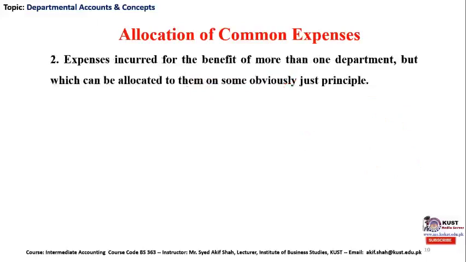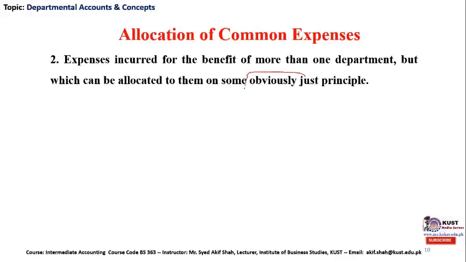Let us discuss the second condition, which is a detailed condition and requires a high level of emphasis by the accountant, which states expenses incurred for the benefit of more than one department. Let's suppose the company has made certain expenses which are covering or facilitating all the departments of the company, but which can be allocated to them on some obvious just principle.